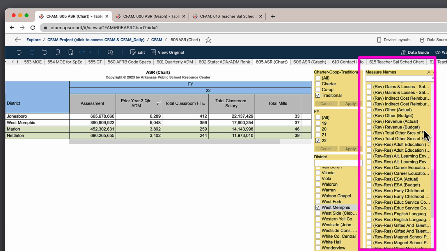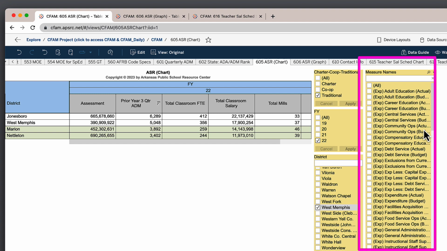There are a ton of metrics to use from the ASR that are available and parsed in CFAM for you. If you were to ever get the Annual Statistical Report from the state site, it comes in an Excel format. And all of these metrics on the right go across the top as column headers on the Excel spreadsheet. And that is very cumbersome to navigate and pick out the information that you want.